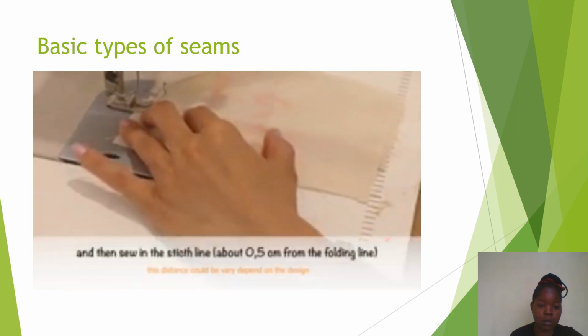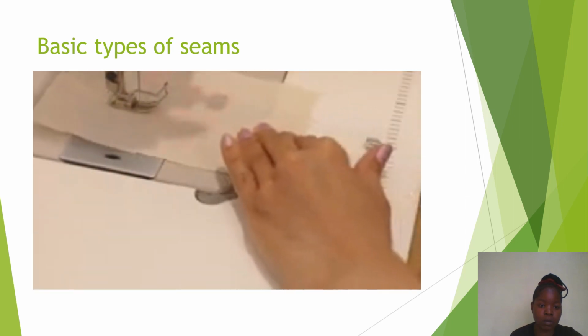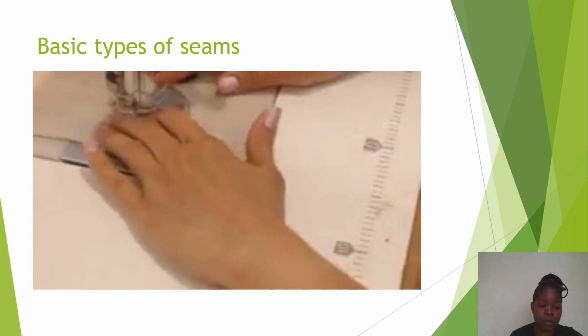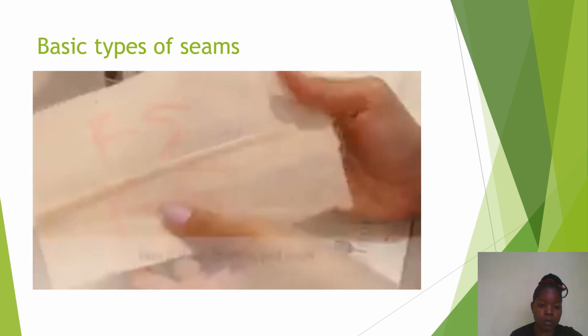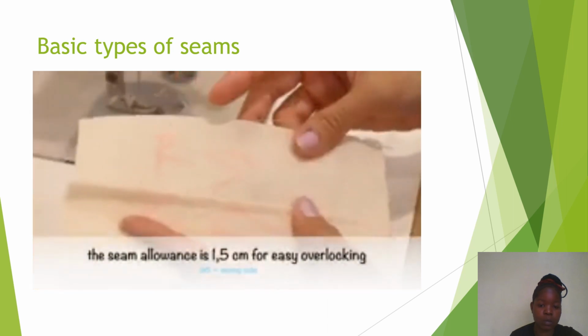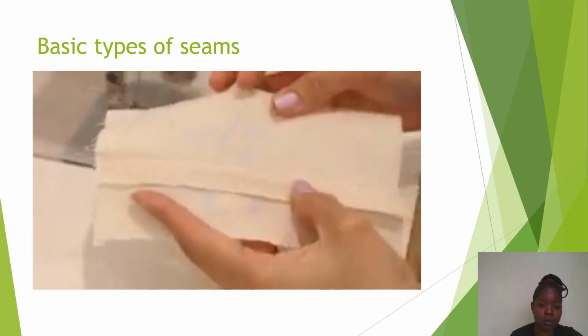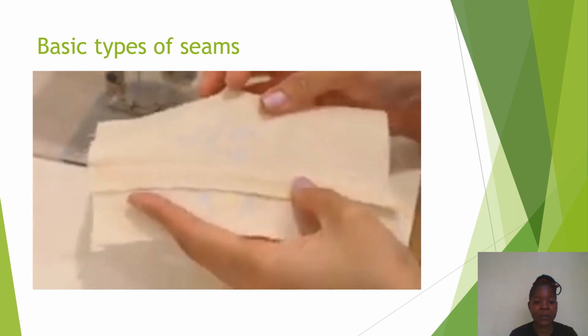And then sew the stitch line about ½ cm from the folding line. Here is the ½ cm lap seam. The seam allowance is about 1.5 cm for easy overlocking. So that was a video tutorial on how to work basic types of seams.